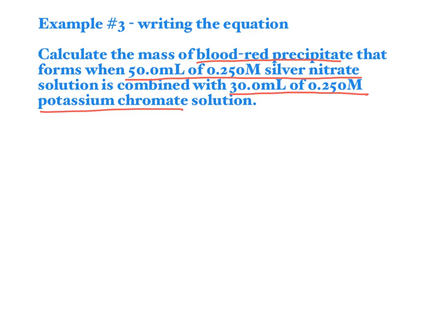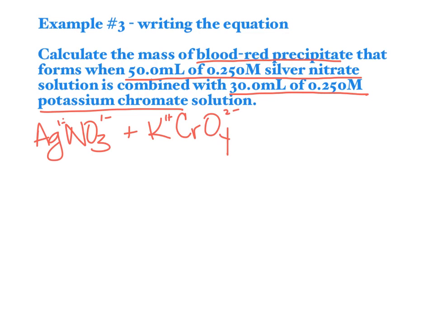So there's what we've got. We've got silver nitrate and potassium chromate. We're going to form some blood red precipitate from there. So silver nitrate, let's start there. Ag, it's a 1 plus. Silver is always a 1 plus. NO3 is a 1 minus. So that one's done. Second reactant is potassium chromate. Potassium is K, it's a 1 plus. Chromate is CrO4. That's chromate. And it has a 2 minus charge.